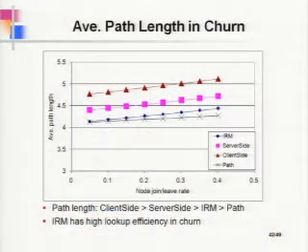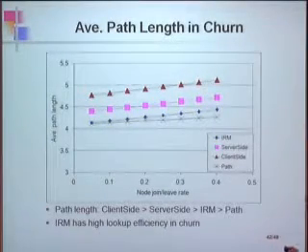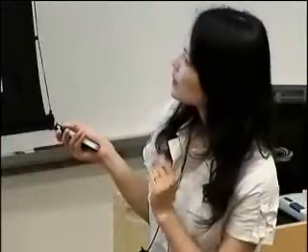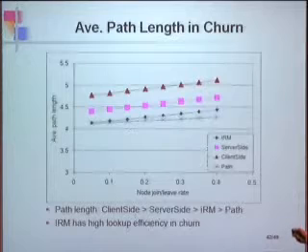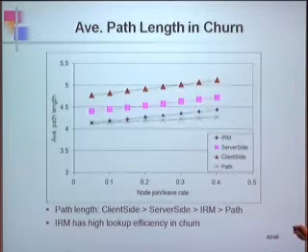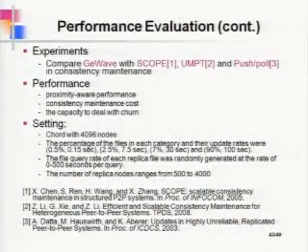All right, and we also measured the average path length in churn. We can see that IRM has a slightly longer path length than Path. We all know the reason, right? It has many more replicas. And the server side and client side lead to significantly longer path lengths. The reason client side has longer path lengths is because if the requester is down, then the request has to be forwarded in the original routing algorithm.